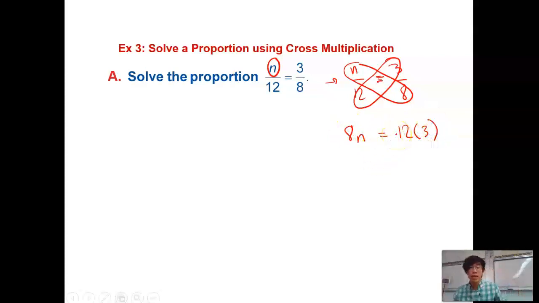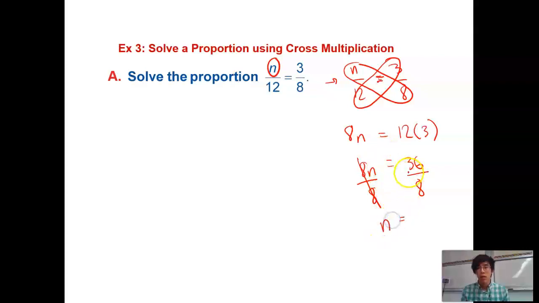And then this is now just like any other linear equation problem that we use to get n by itself. So if I simplify that, that's going to give me 36 equals 8n, and to get n by itself, the inverse operation of multiplication is division, so I need to divide both sides by 8. Let's say that 8, equals n. 36 divided by 8 is 4.5.